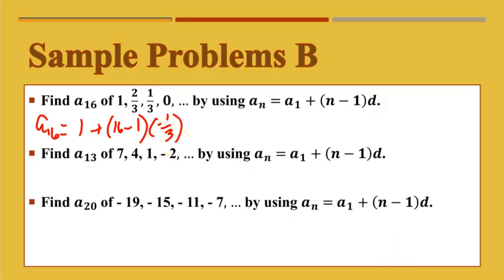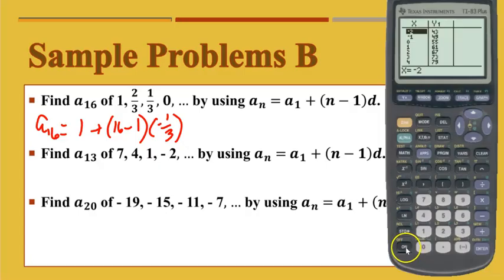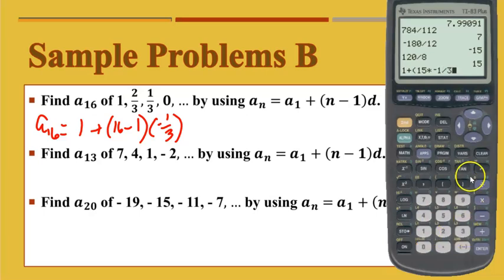So now I'm just going to grab my calculator here. So we have 1 plus, and then in parentheses I have 15 times a negative 1/3. That's going to give us a negative 4. So our next term, the 16th term, would be a negative 4.